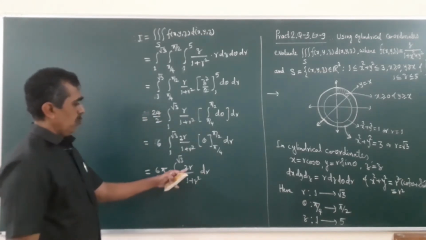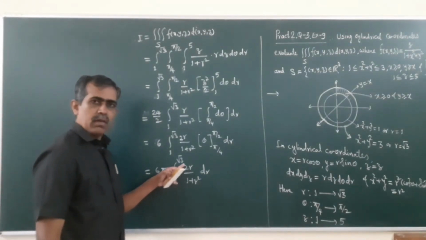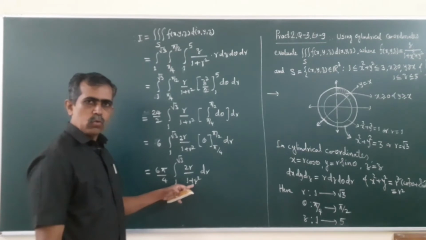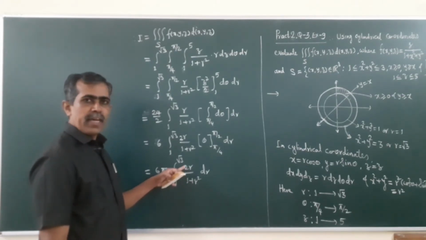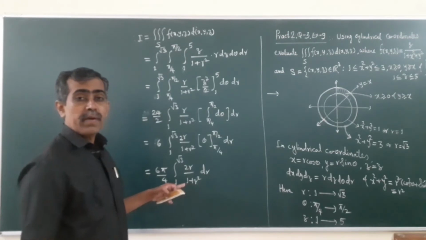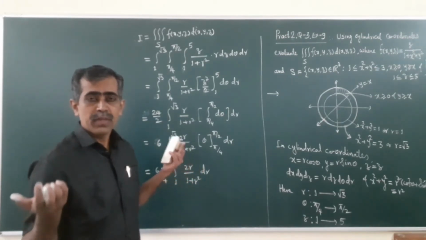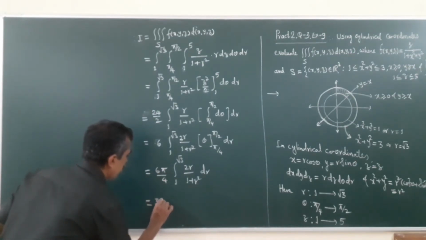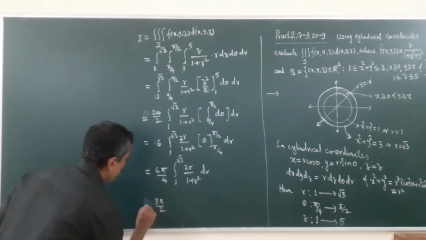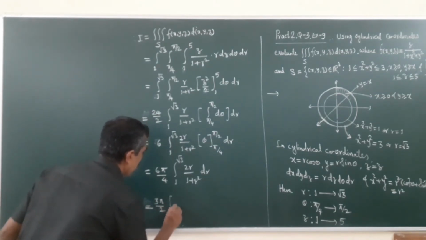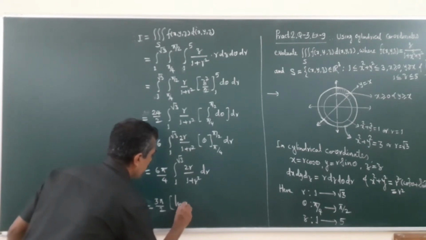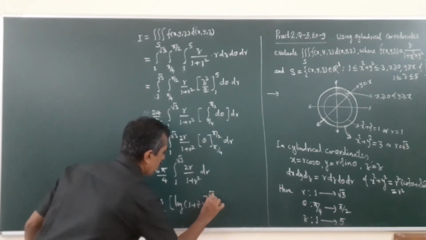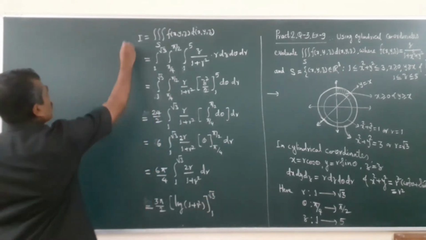Now just observe the numerator and the denominator. If this is f of r, this is f dash of r, right? F dash of r is 2r and this is 2r here. So the integral of f dash x upon f of x is log of f of x, that you know. So this equals 3 pi by 2 into log of 1 plus r square over 1 to root 3.